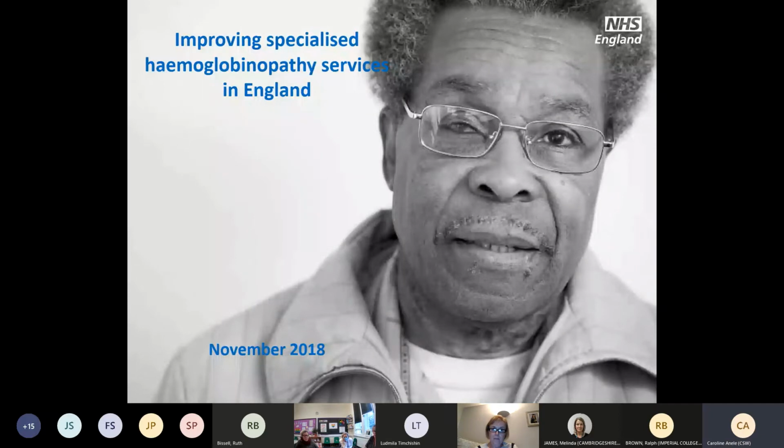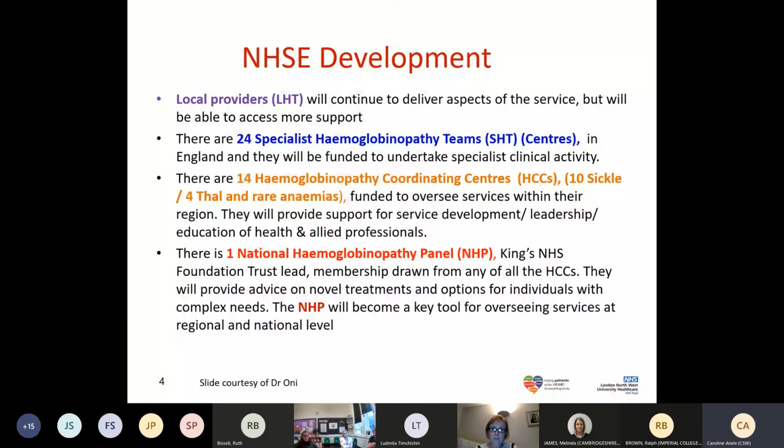In 2018, NHS England reorganized the hemoglobinopathy services in England. And presently we have local providers, or you can say local hospitals, and these are supported by the specialist hemoglobinopathy teams. These in turn feed into hemoglobinopathy coordinating centers, and we have one national hemoglobinopathy panel.